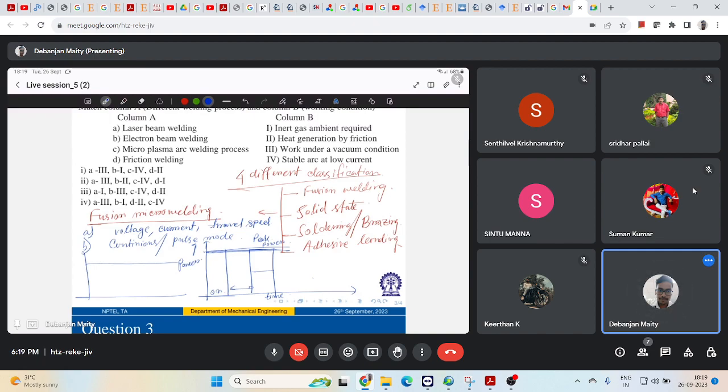Okay. Next, in fusion microwelding, in terms of basic phenomena, you have thermal aspects, mechanical aspects, and geometrical aspects. There are different kinds of fusion microwelding. As I was saying, you have laser, TIG welding, plasma microwelding, electron beam, and then resistance microwelding. Now we'll go through them one by one.